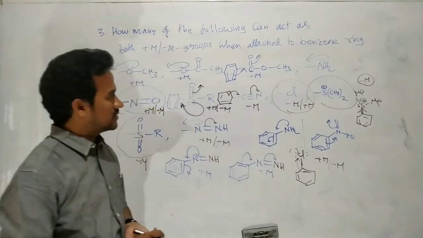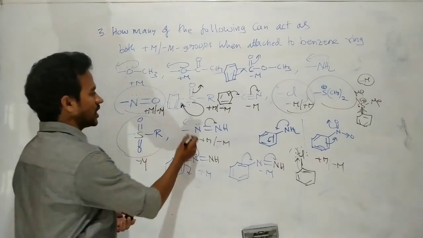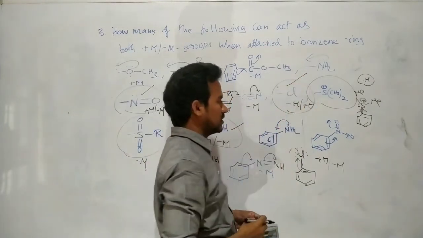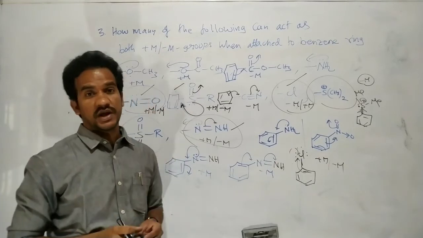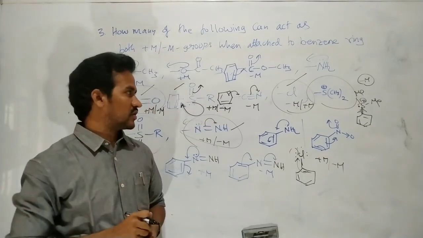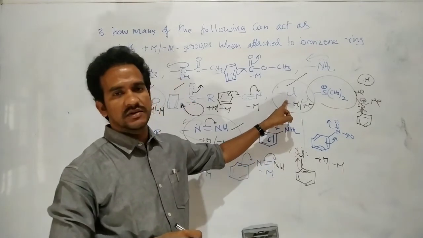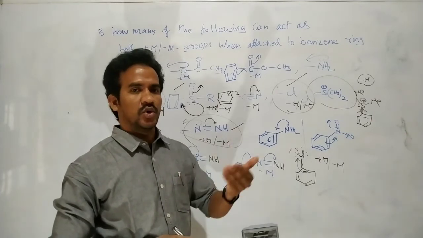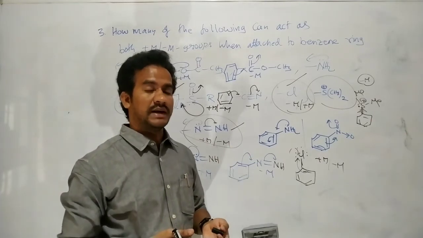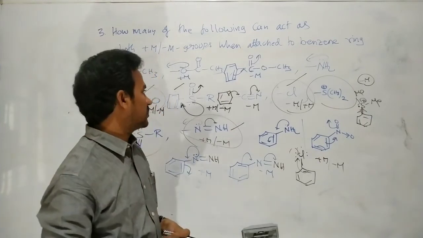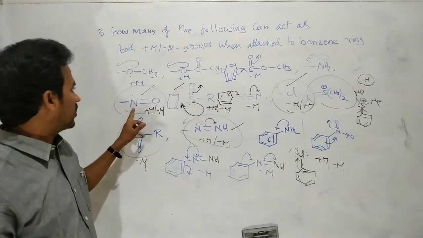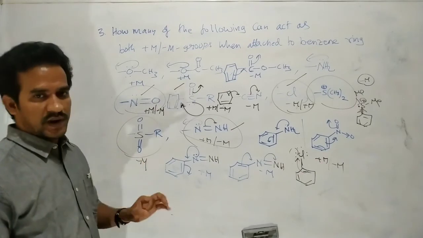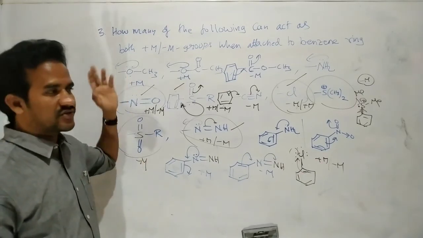Now that's it. The groups which are acting as both plus M and minus M are only these four: 1, 2, 3 and 4. The main key point is that chlorine also acts as plus M as well as minus M: plus M by donating a lone pair of electrons, minus M by attracting electrons into the vacant d orbital. In this case, lone pair and multiple bond, both. Here only multiple bonds are there, so minus M. Here only lone pairs are there, so plus M.